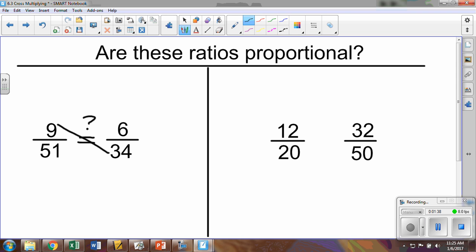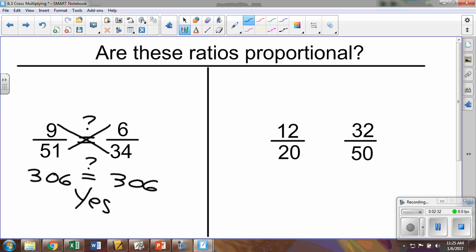Just multiply 9 times 34. Okay, so that's 270 plus 36, which gives us 306. Multiply the other diagonal, 51 times 6. That's 50 times 6 is 300, 300 plus 6, 306. And so we're still asking the question, are those equal? Well, absolutely. So yes, these ratios are in proportion. Yes, they are proportional. Yes, they form a proportion. Yes, they are equal to each other. This method of cross-multiplying says if it starts off being equal and you cross-multiply it, it's going to stay equal.